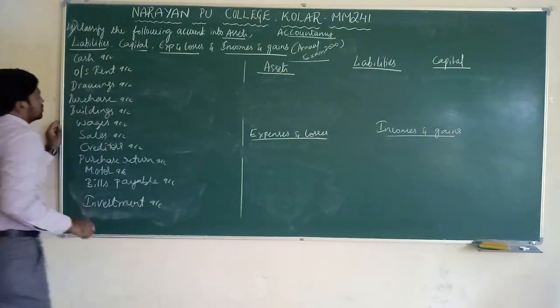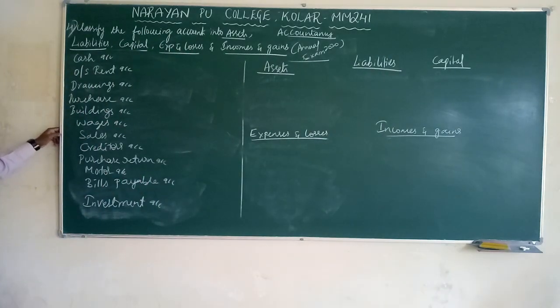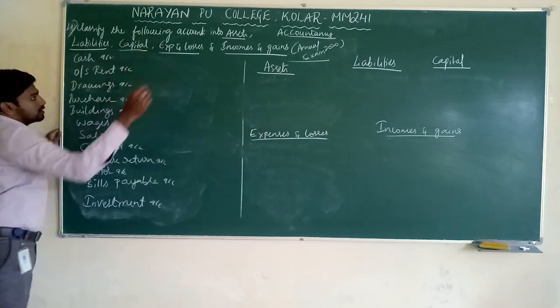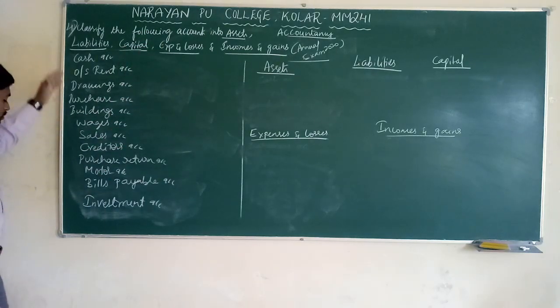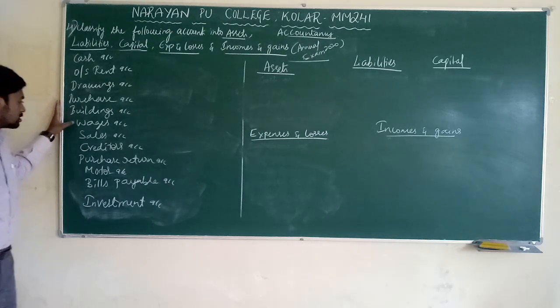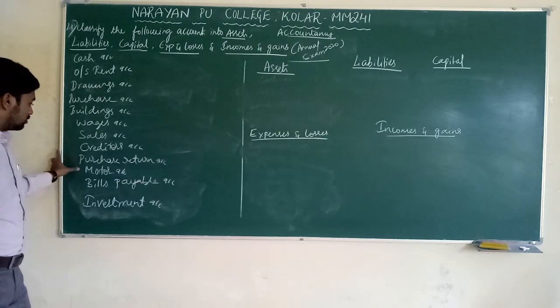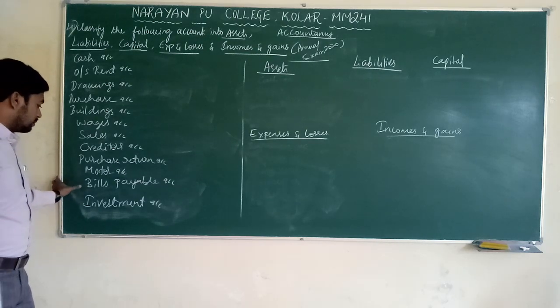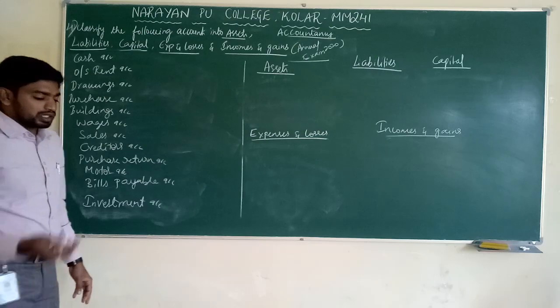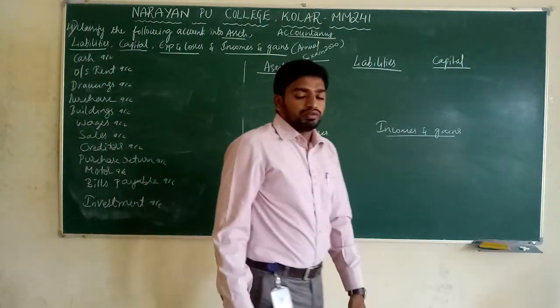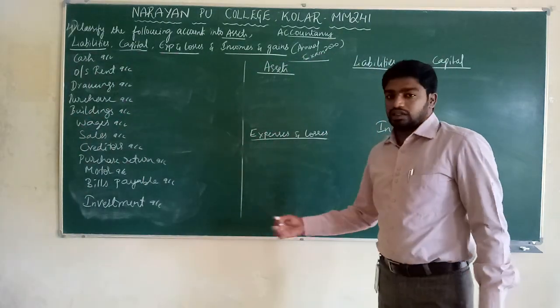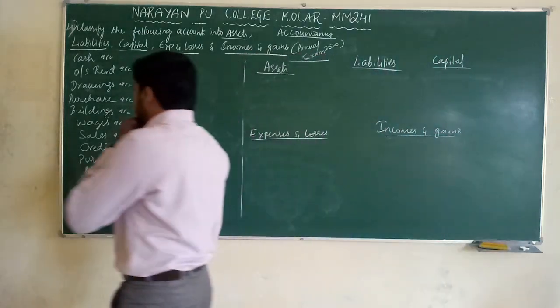Classify the following accounts into assets, liabilities, capital, expenses and losses, and incomes and gains. Write down one by one, very clear. Cash account, outstanding rent account, drawings account, purchase account, buildings account, wages account, sales account, creditors account, purchase return account, motor account, bills payable account, investment account. These are the accounts they have given to you. For this we have to do the classifications. Let us do one by one.